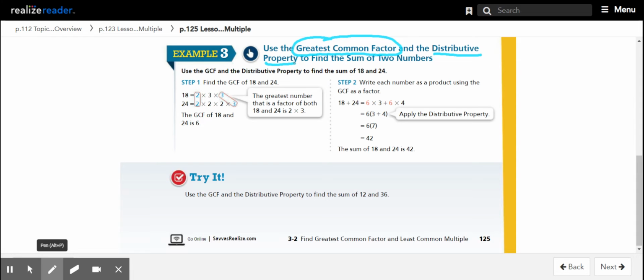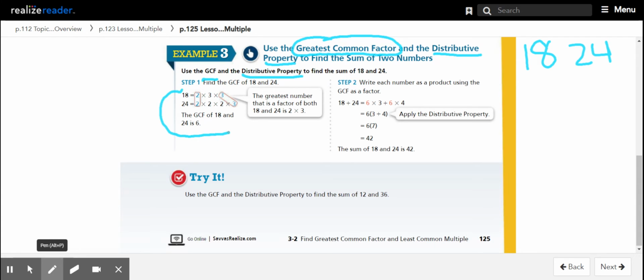So for example 3, we're using the numbers 18 and 24. And we want to find the sum of 18 and 24, but we don't just want to add 18 plus 24. We're asked to use the GCF and the distributive property to find the sum of 18 and 24. So the first step would find the greatest common factor of 18 and 24, and they've done that for us right here.